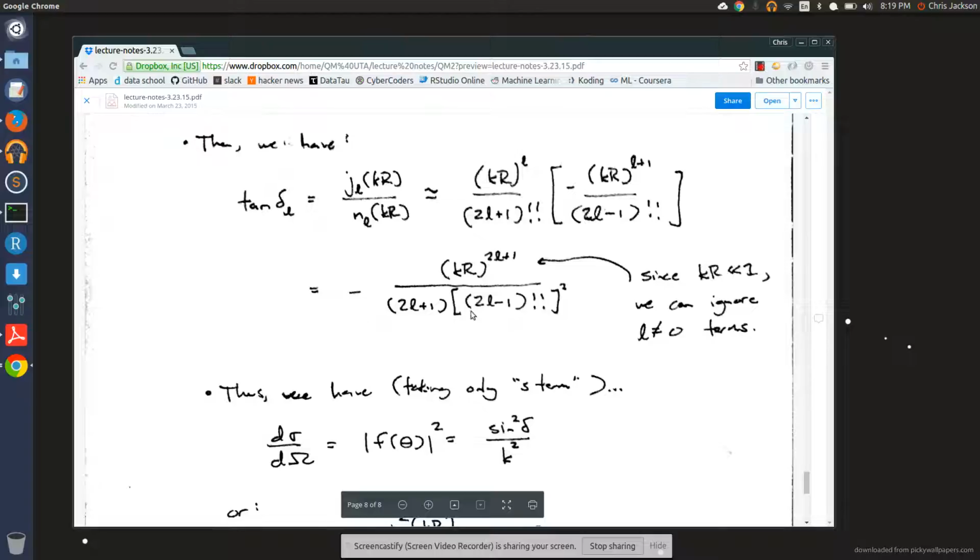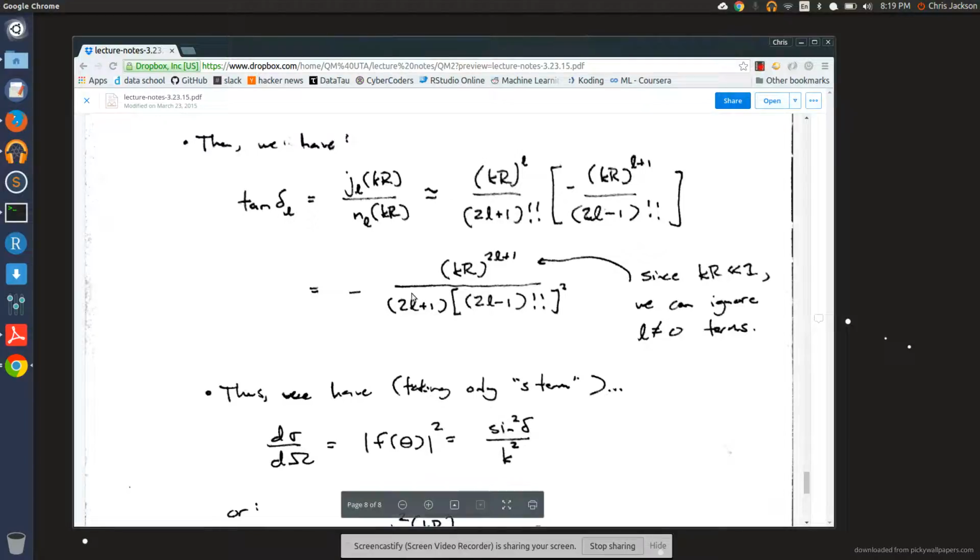In the limit where KR is small, what's going to happen? The denominator, as L gets big, is going to get big, and so the number is going to get smaller in general, right? If KR is less than 1, as L goes to larger values, this thing is going to get squared, then to the 4th, to the 6th, and so on. A small number raised to higher powers is going to get smaller and smaller.